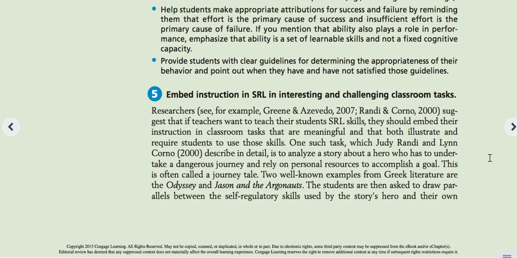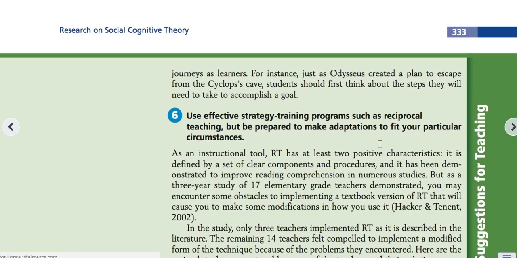The students are then asked to draw parallels between the self-regulatory skills used by the story's hero and their own journeys as learners. For instance, just as Odysseus created a plan to escape from the Cyclops cave, students should first think about the steps they will need to take to accomplish a goal. Use effective strategy training programs such as reciprocal teaching, but be prepared to make adaptations to fit your particular circumstances.